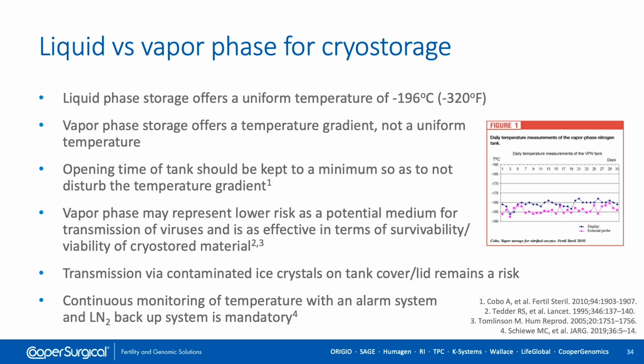Vapor phase cryostorage may be perceived as less of a risk for cross-contamination, but compared to liquid nitrogen, it provides a temperature gradient rather than a uniform temperature, though the graph demonstrates that it maintains a stable temperature over time. However, care has to be taken to minimize the duration of opening of the tank so as not to disturb the temperature gradient, and there is still a risk of viral transmission via contaminated ice crystals on the tank lid. Continuous alarmed monitoring and backup is mandatory for both liquid and vapor phase storage.